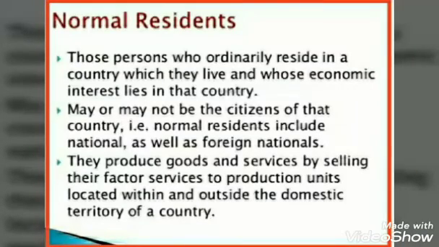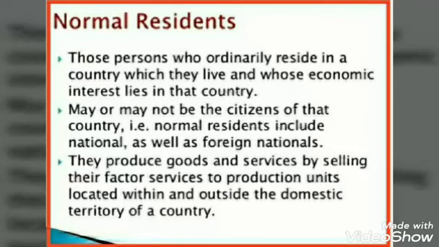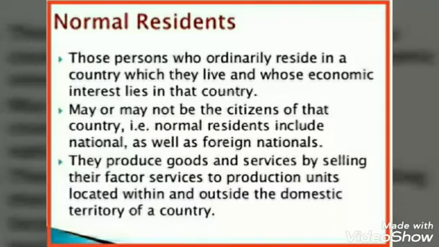Let's say a citizen of a country who is living abroad but not for a period exceeding 1 year, and whose center of interest lies in our country, then he is a normal resident of our country. The reason is that he is not residing in another country for more than a year. So in easy language, a normal resident is a person who is residing in a particular country for a period of 1 year or more and whose economic interest lies in that particular country, right? So this is known as a normal resident.